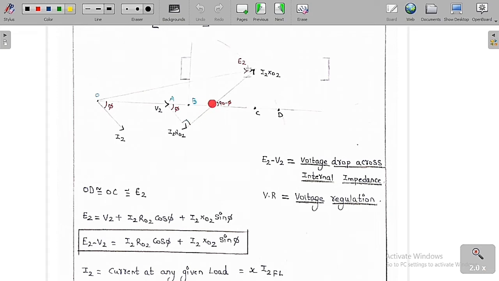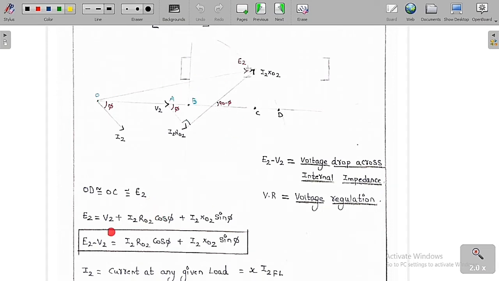so this angle is 90 minus phi. So therefore simply we can say that BC length is equal to I2 X0 of 2 into cos of 90 minus phi. Cos of 90 minus phi is nothing but sin phi. So we can say that OD is now nearly equal to OC. So therefore OD is nearly equal to OC, but OD is equal to OE length. So therefore this total length is E2.